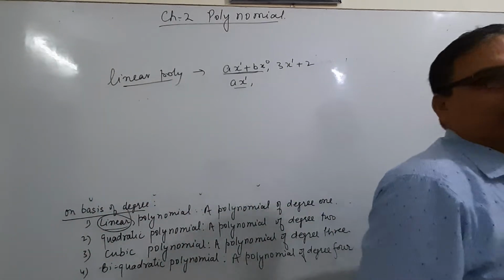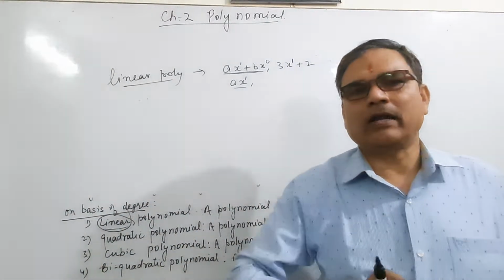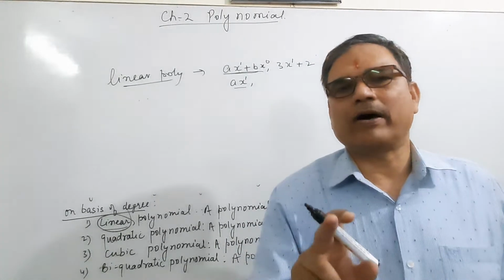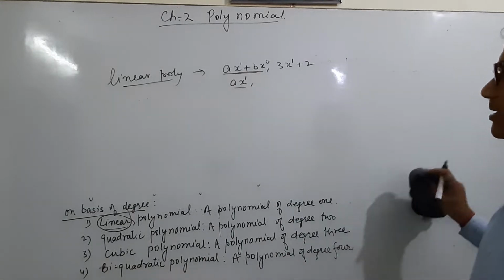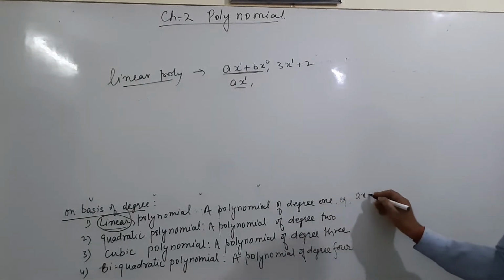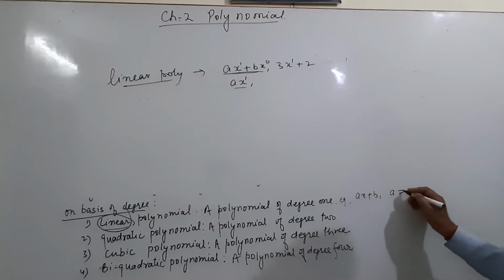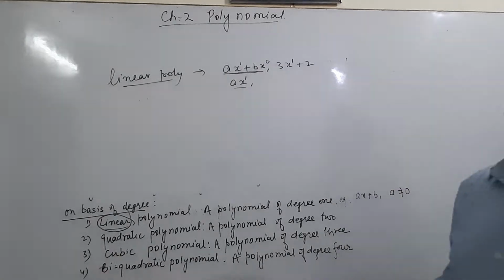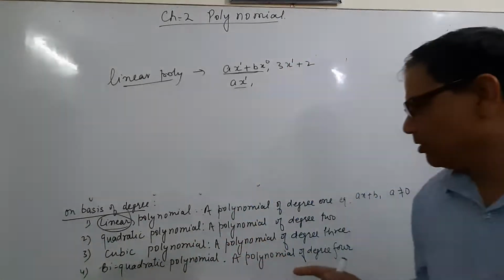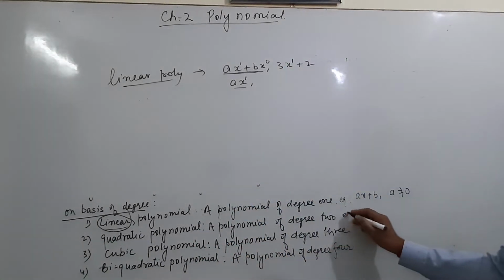A linear polynomial is a polynomial which has degree 1, and degree is the highest power of a variable. The standard form of this is ax plus b, and this a is never equal to 0. A is a non-zero integer.